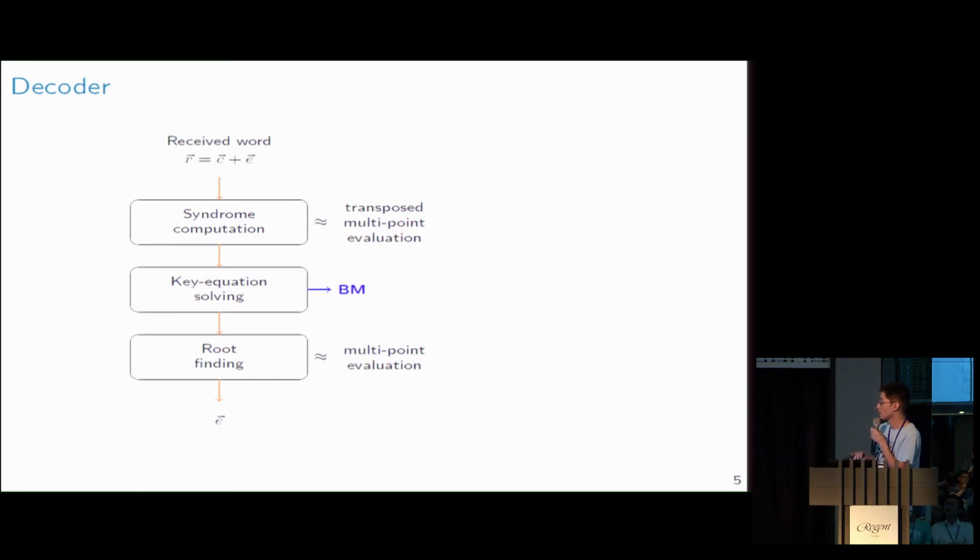In the McBits paper, the 2013 paper, we try to consider things in a different way. For root finding, as you can imagine, we can consider it as a multi-point evaluation process. If you are able to evaluate at all the field elements, then essentially you know the roots of the polynomial. So you can view it as multi-point evaluation. And for syndrome computation, it's a bit more technical, but essentially you can also consider it as a transposed multi-point evaluation.